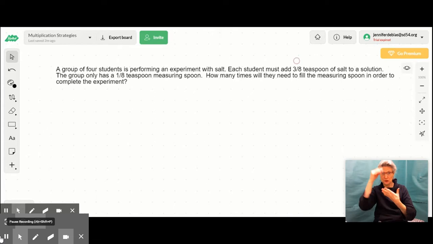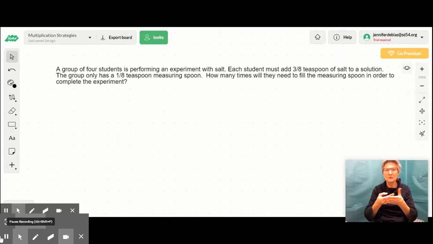Each student is responsible for adding 3/8 of a teaspoon to the solution. Okay, so I'm thinking 3/8 of a teaspoon 4 times because each student is doing it. But that's not what my question is asking me. It's not asking me how much salt. It's asking me how many times am I going to dump that measuring cup into the solution, or how many times am I going to fill that measuring spoon?